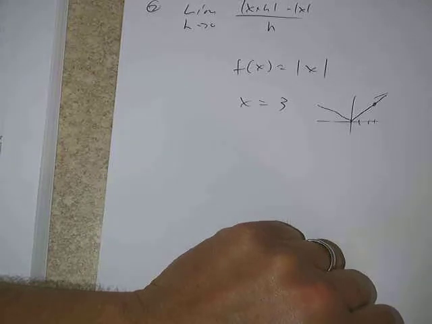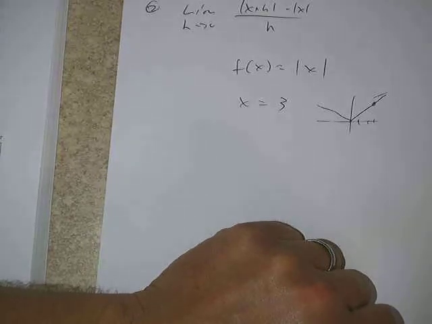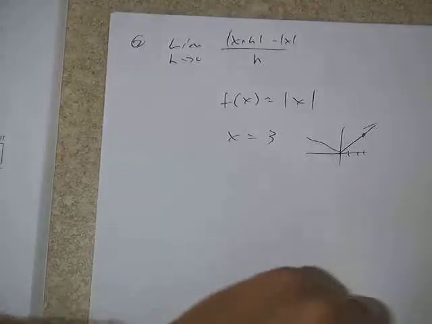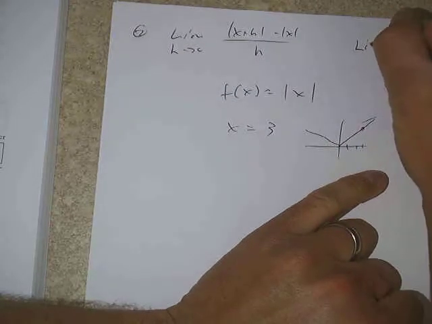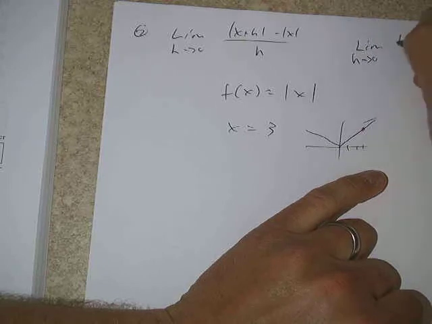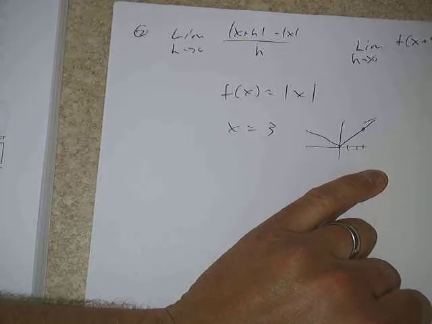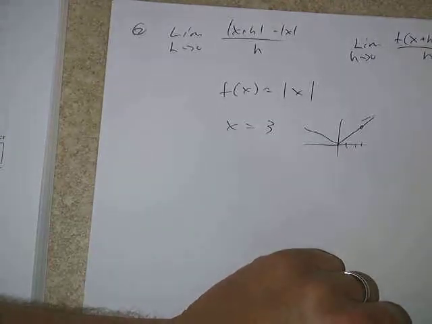It's the derivative of f. Okay? And we want to know what's the derivative of f at x equals 3. Well, knowing that this is an absolute value function at x equals 3, 1, 2, 3, what's the derivative right there? 1. So therefore it should be letter C. And how do you know it's the absolute value function?